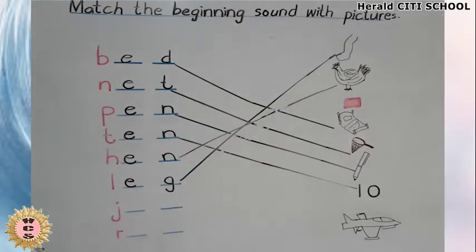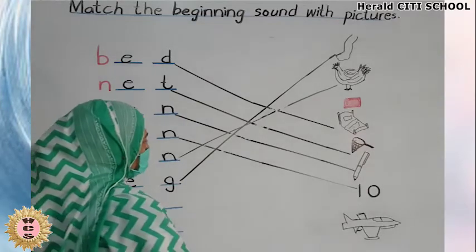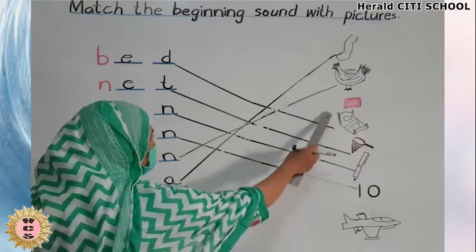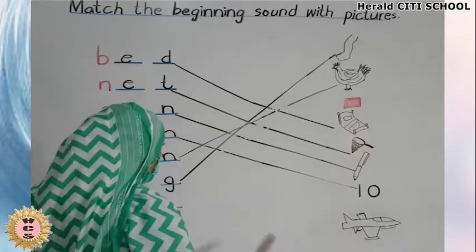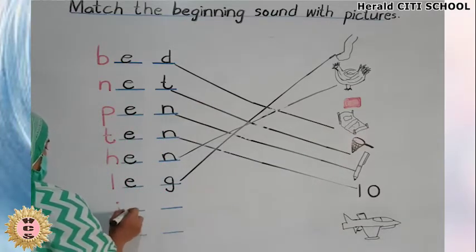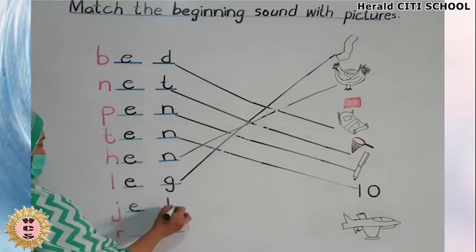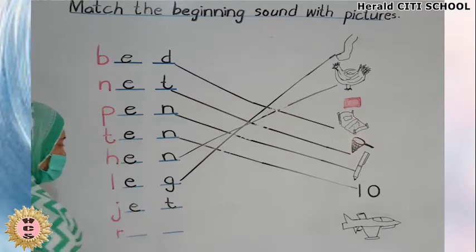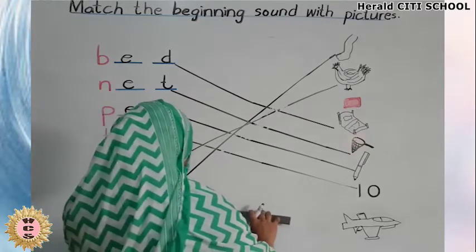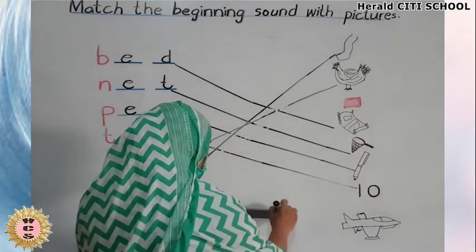What is this, children? This is J, and the sound of J is J. And which picture starts from the sound of J? Red, jet. Yes, and the spelling of jet is J E T, jet. Now we will match the spelling of jet with the picture of jet.